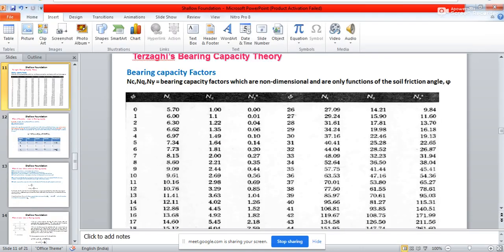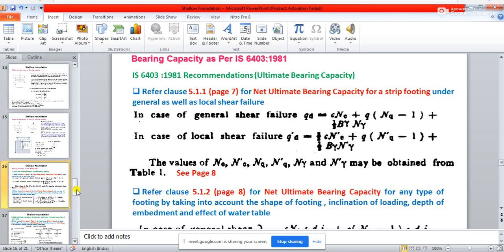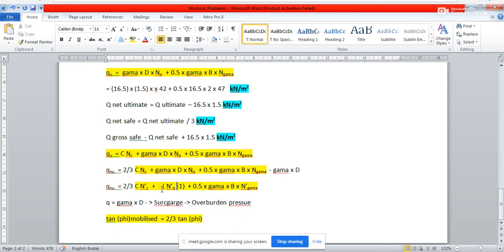If you notice this slide as well as this code also, see, the local shear failure q' will be 2/3 c. It's not very clear, but you can see from this code, it will be 2/3 c N_c' plus q(N_q' minus 1) plus half B gamma N_gamma', and that's exactly what we are getting over here also. So, you can understand now.